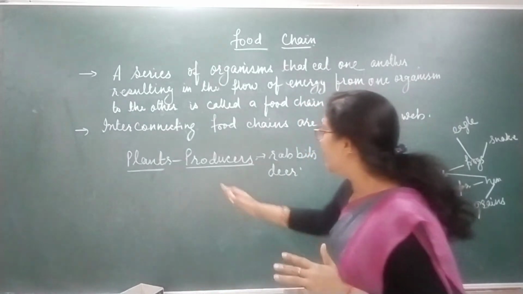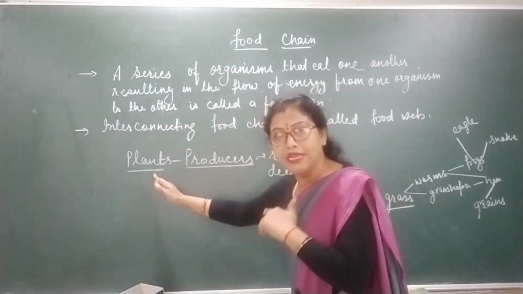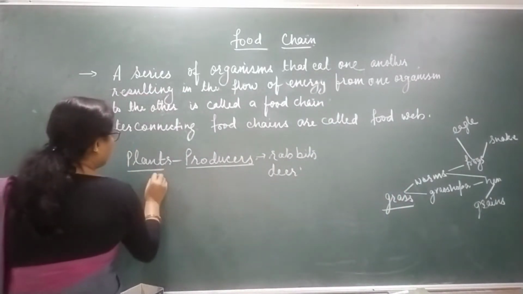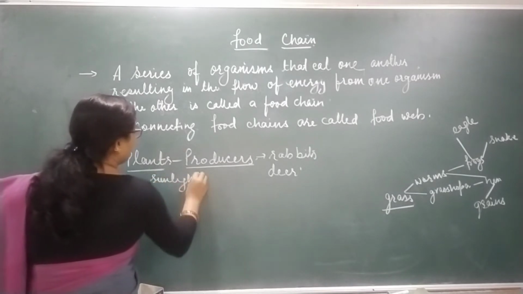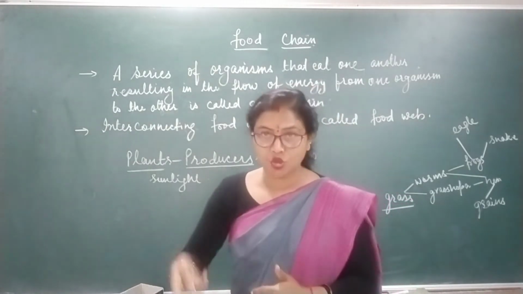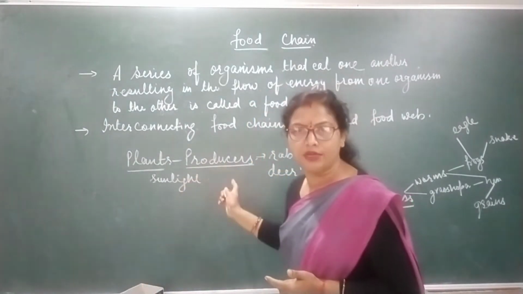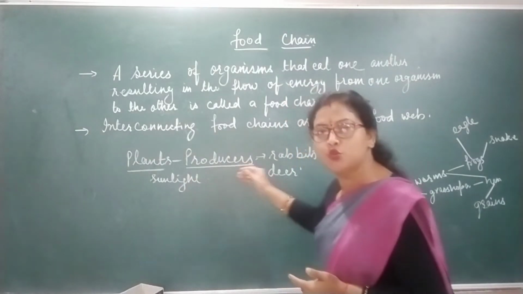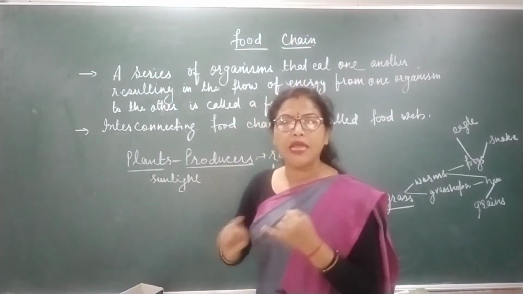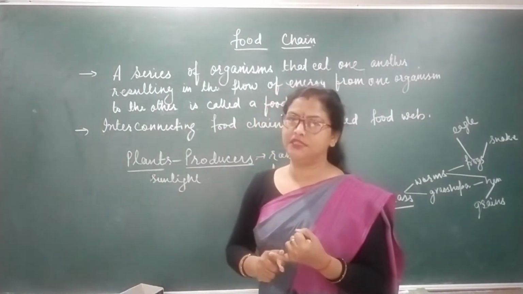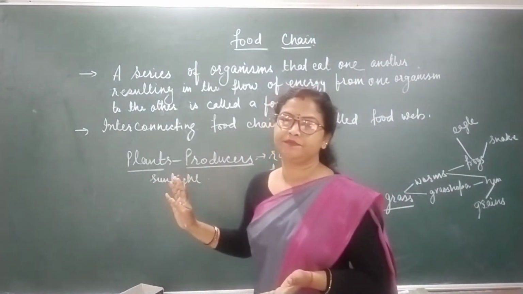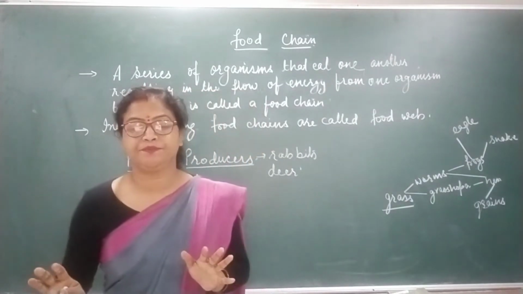So what are they doing? This plant obtains energy from sunlight. Ye jo plant hai, wo energy obtain karta hai sunlight se. Aur us energy ko chemical energy mein convert karke pass on karta hai organisms ko, another organism. This is rabbit, and then it goes to others. So this energy is passed by the plants. Either it is flesh or it is vegetables, everything is made up of these plants.